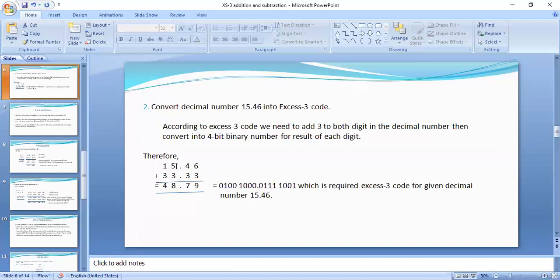So this is the equivalent XS3 code for the given decimal number 15.46. If you want to convert any number, it may be in binary form or it may be in decimal form. If it is in decimal form, just add 3 to each digit and then write the equivalent 4-bit binary for the newly obtained decimal number. So that is the equivalent XS3 code for the given decimal number.